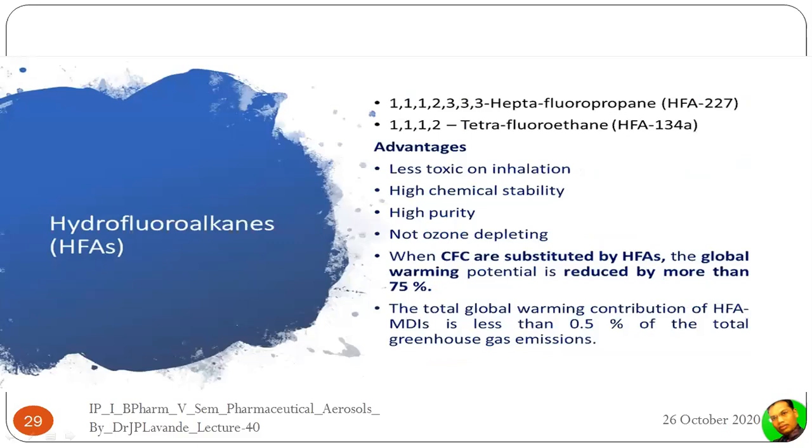As far as the hydrofluoroalkanes are concerned, the examples are HFA 227, which is nothing but 1112333 heptafluoropropane, and 1112 tetrafluoroethane, that is HFA 134A. Their advantages are that they are less toxic on inhalation, have high chemical stability, have high purity, and do not have the ozone depleting effect.